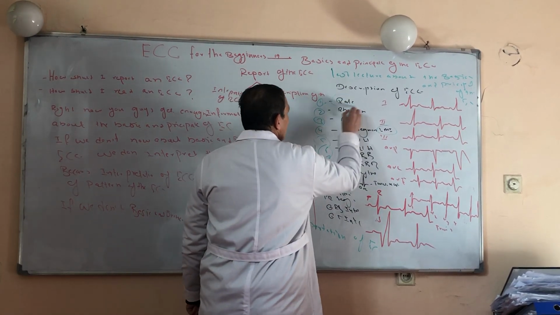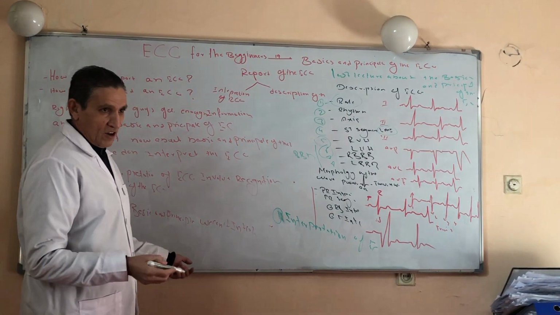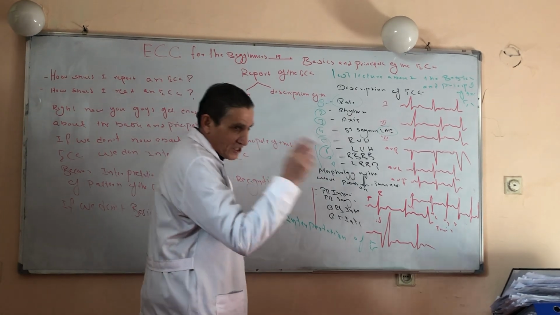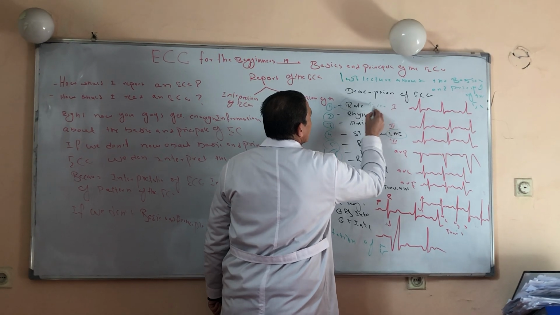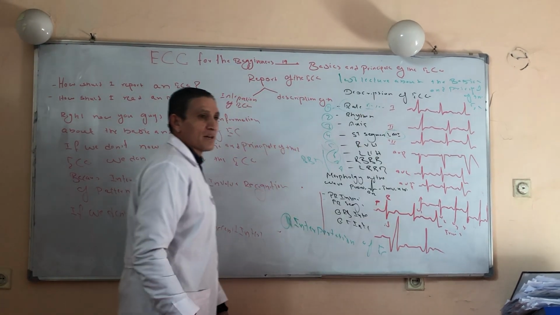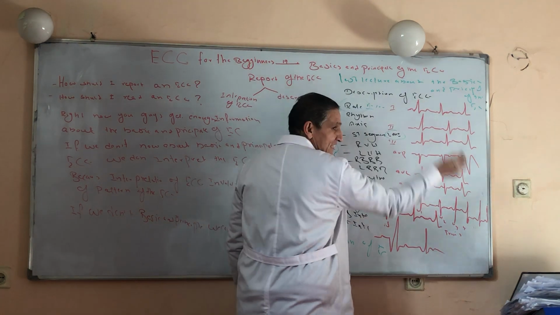Right now, you are familiar with the term rate because we have had a lot of bedside discussion about the rate. A normal rate is between 60 to 100 beats per minute. Less than 60 is called bradyarrhythmia, more than 100 is called tachyarrhythmia.